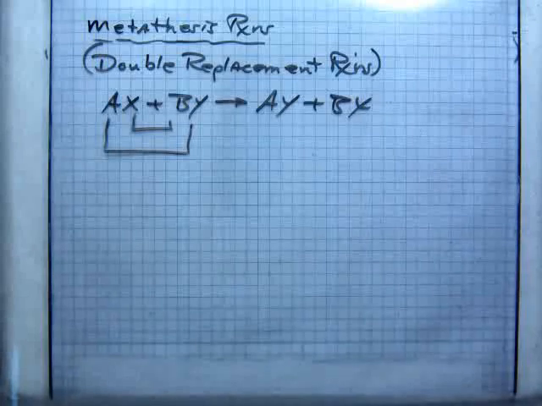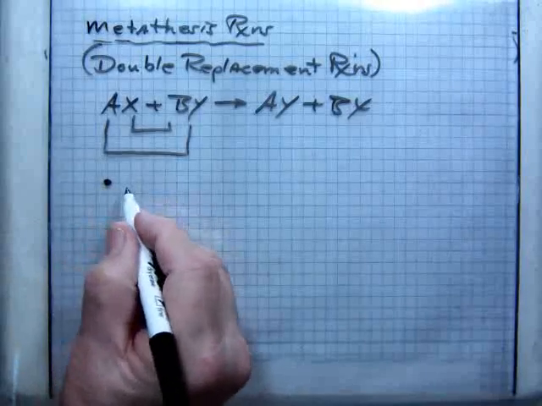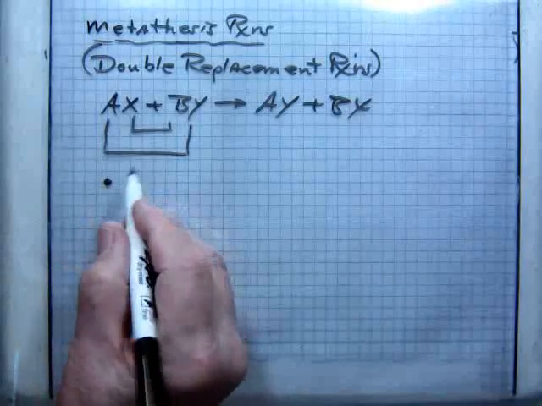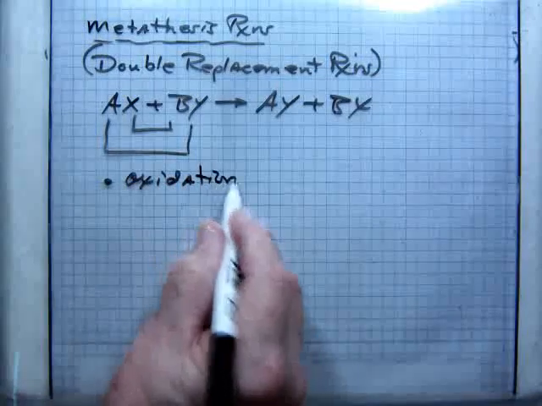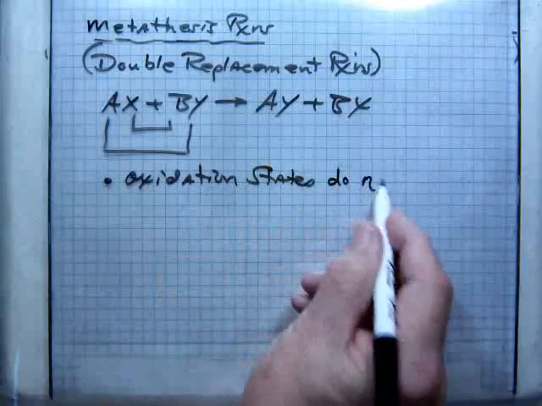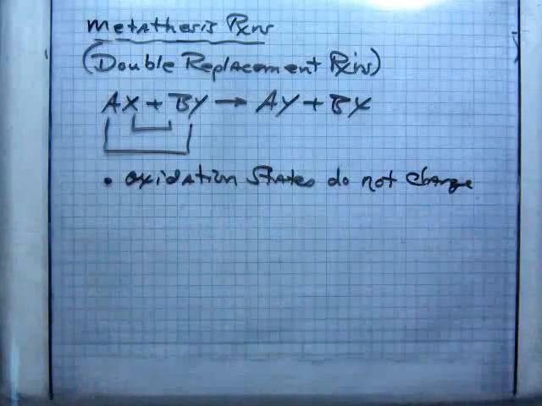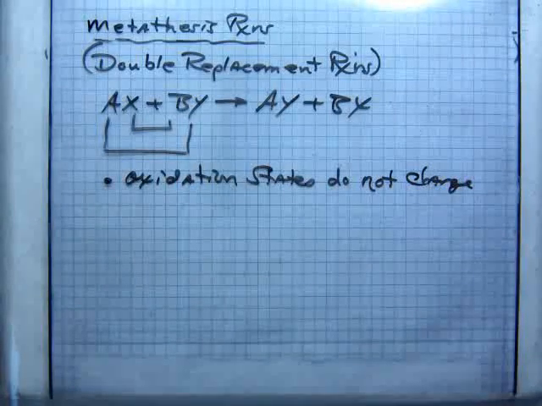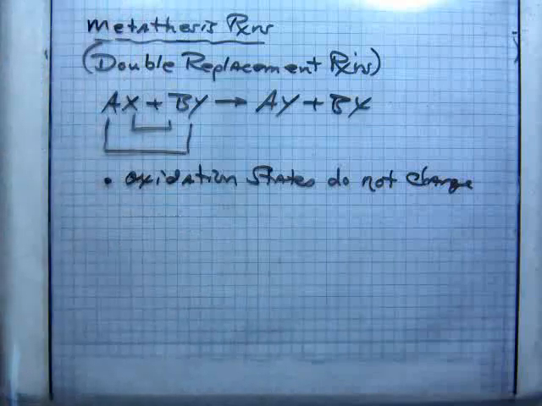Now, some characteristics of a metathesis double replacement reaction is, one, the oxidation states do not change for the elements. That is, if it's a +1 on the reactant side, it's going to be a +1 on the product side. -1 on the reactant side, -1 on the product side, and so forth.